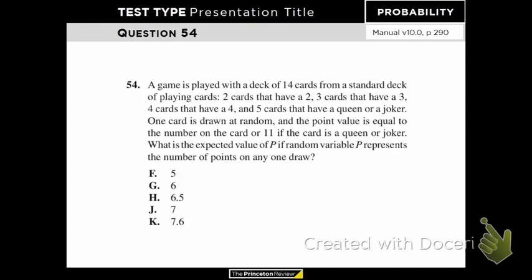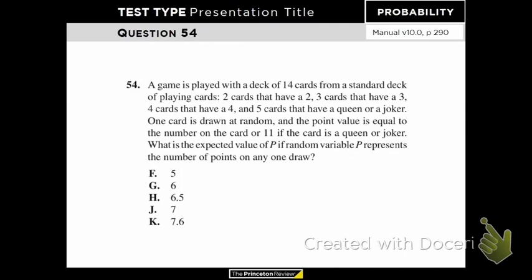A game is played with a deck of 14 cards from a standard deck of playing cards. 2 cards have a 2, 3 cards have a 3, 4 cards have a 4, and 5 cards have a queen or a joker. 1 card is drawn at random, and the point value is equal to the number on the card, or 11 if the card is a queen or a joker. What is the expected value of P if random variable P represents the number of points on any one draw?